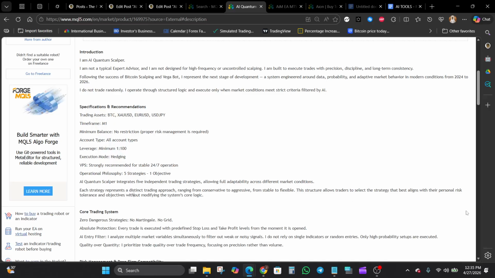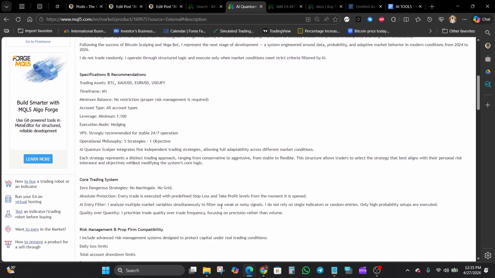Another key point is the AI entry filter. This is important because instead of just reacting to indicators, the EA filters multiple market conditions before taking a trade. So it's not about frequency, it's about selectivity. It only trades when conditions align with its probability model. Because this is where a lot of scalpers usually fail, which is over trading. And here the emphasis is clearly on quality over quantity.